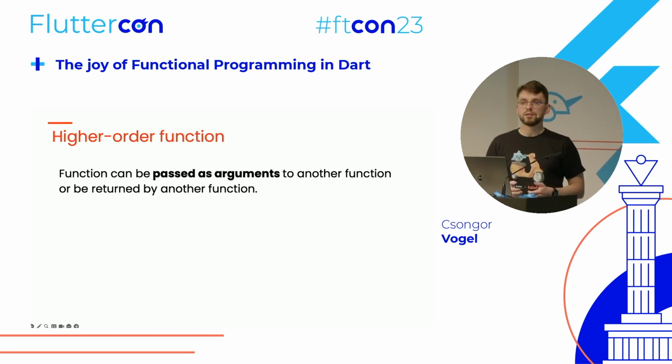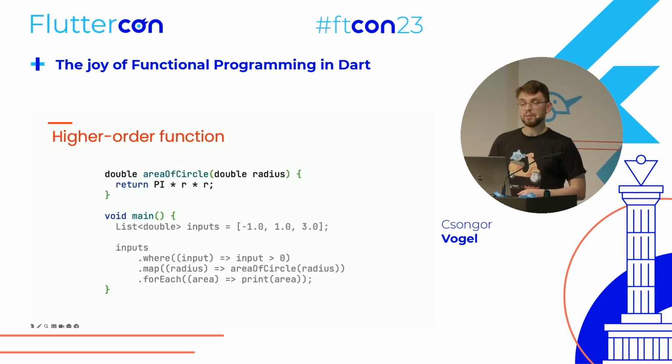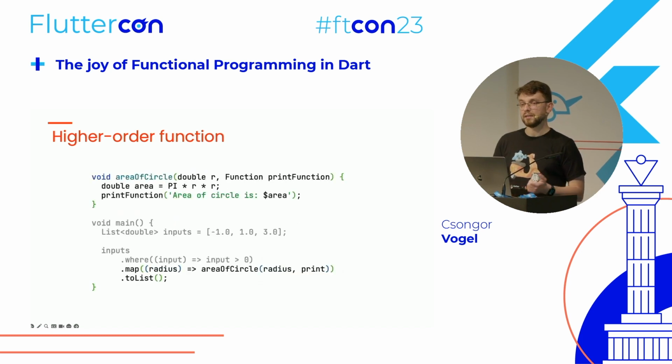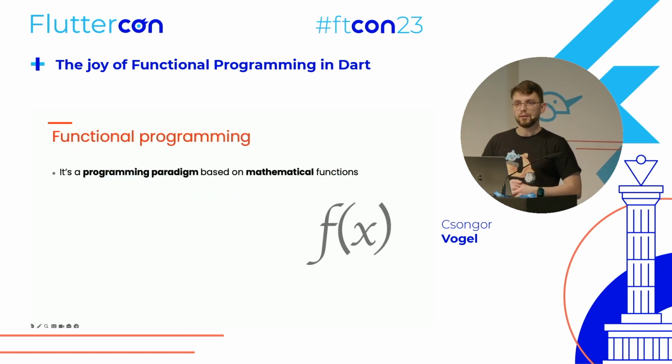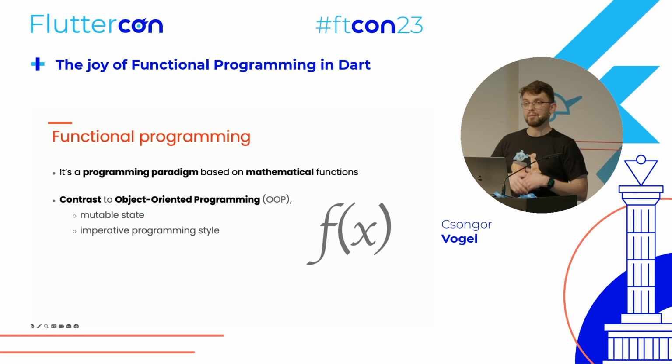Why can we do this? Because in the Dart language, every type and every function is also an object, as in pure object-oriented languages, and we can use the function type. So going back to our implementation, if we want to extend the parameter list of our area of circle implementation, we can easily do that by just passing it. So let's recap what we learned about the main core principles. As we mentioned, it's heavily based on mathematical functions, and it also represents a contrast to what we are used to from object-oriented programming.